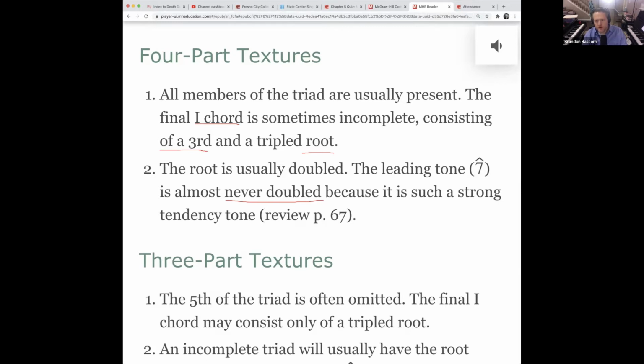If you double the leading tone and you resolve it properly by going T to Do, it's going to result in some kind of a parallel octave, is it not? So you will very rarely, if ever, see a double leading tone. Are we all right with that?